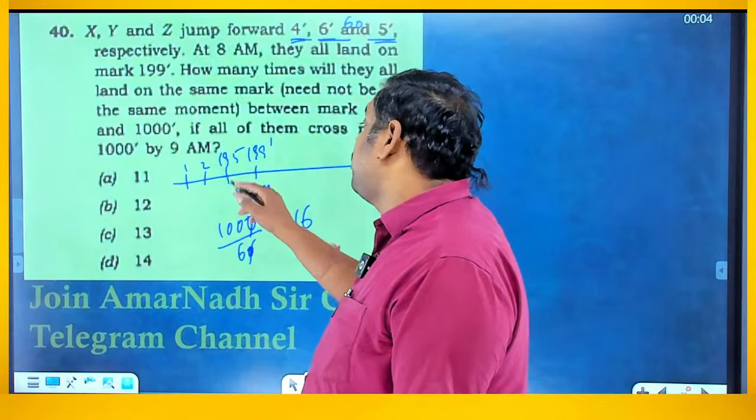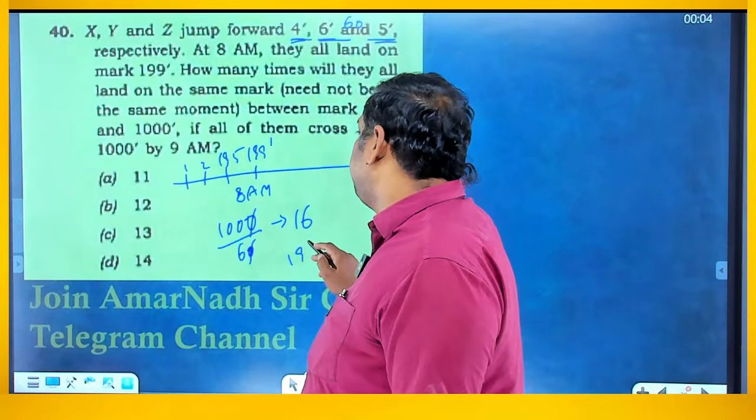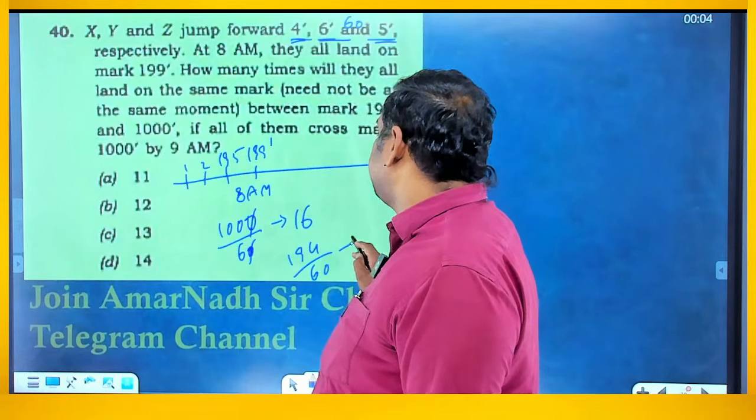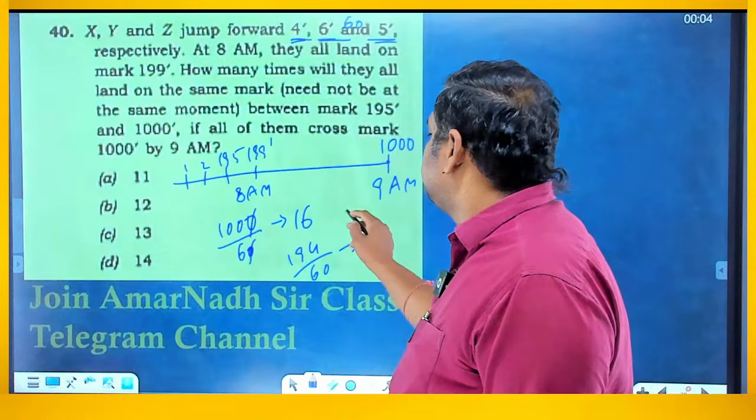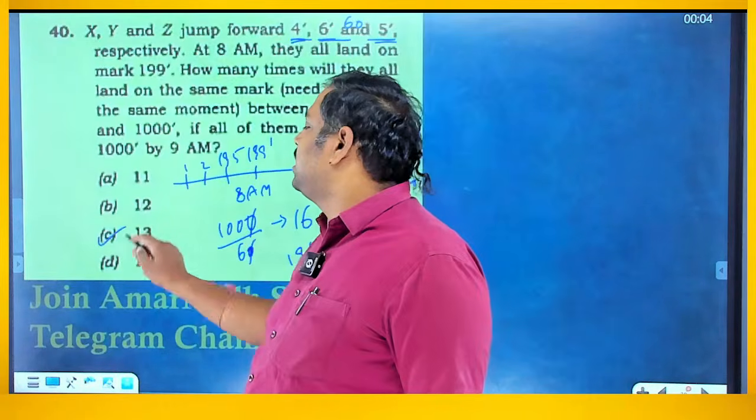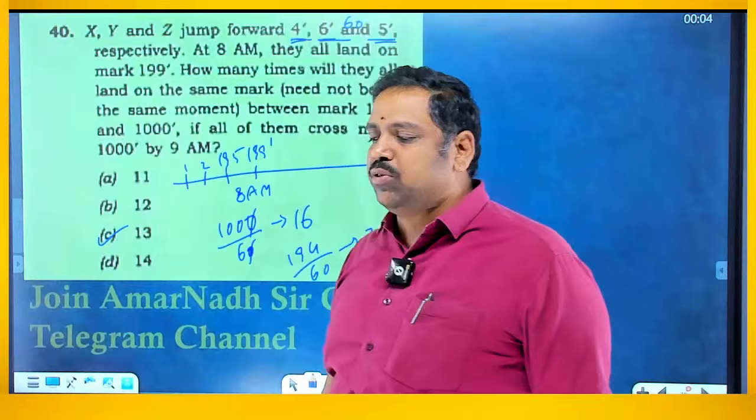But you are asking from 195 now, so below 194, how many times are there? I'll calculate, it is 3 times. 16 minus 3 is 13. So 13 times they will meet. Time is useless here.